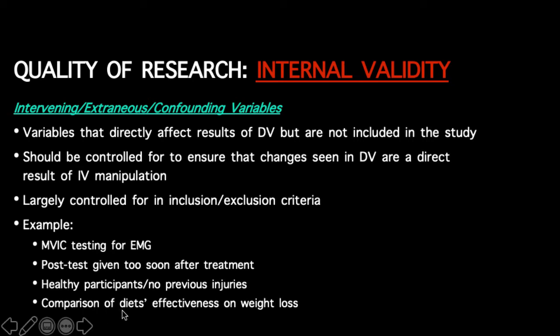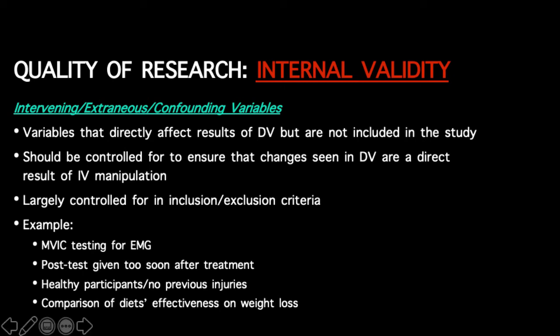Another example would be if we're comparing a diet's effectiveness on weight loss, right? Things you might have to consider are the activity level outside of the study. Okay, so maybe we tighten the inclusion-exclusion criteria by saying we want only sedentary individuals. So that way we know their activity isn't playing into any weight changes that they see with the diet.